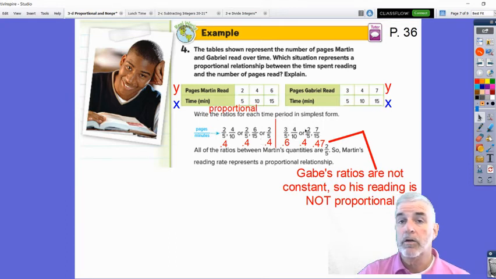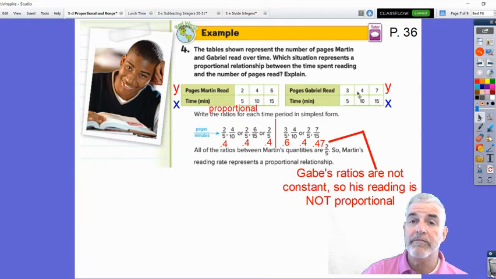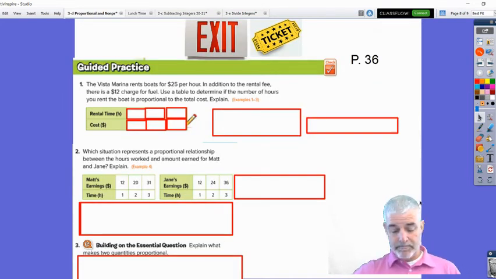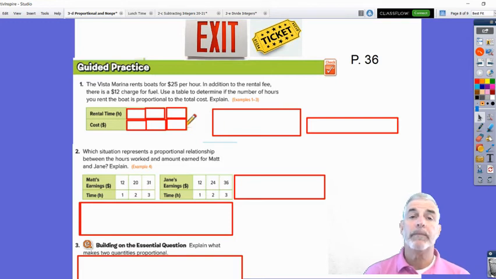What about Gabe? Well, he reads 3 pages in 5 minutes, 4 pages in 10 minutes, and then 7 pages in 15 minutes. 3 divided by 5 is 0.6. 4 divided by 10 is 0.4. Not equal. As soon as these are not equal, you answer the question. Gabe's reading is not proportional. His ratios are not constant. So the answer is Martin is the one with the proportional reading rate. All right, so that's how to figure out whether something is proportional or not.